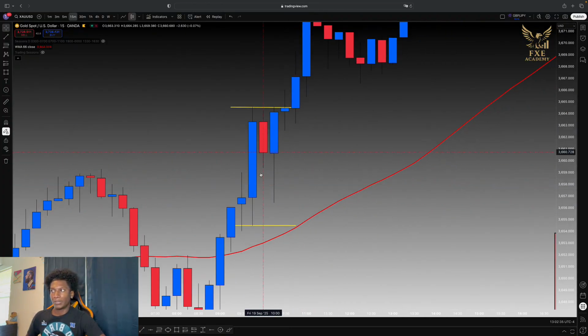Of course, you could be on the lower time frames if you want, just watching it, but as long as you're making sure that the 15-minute candle closures are the most important, that's what you want to make sure is happening.